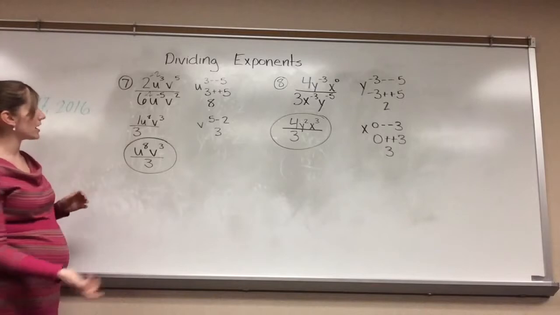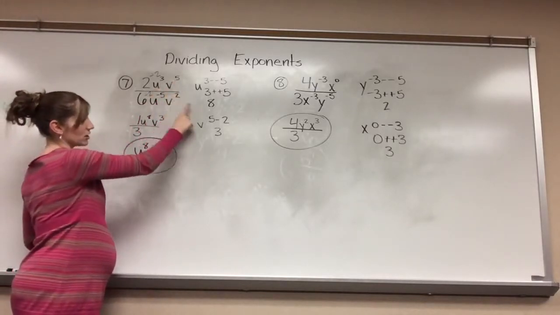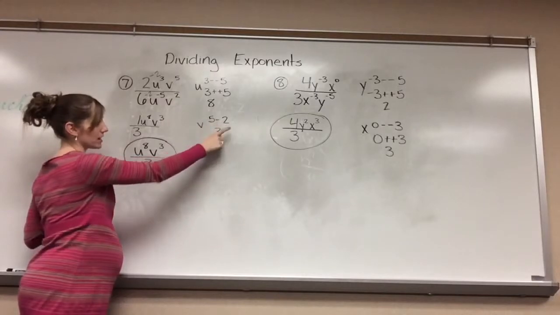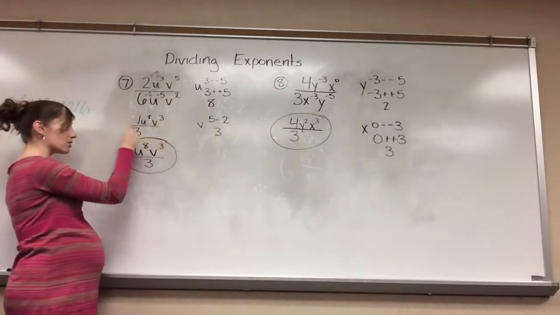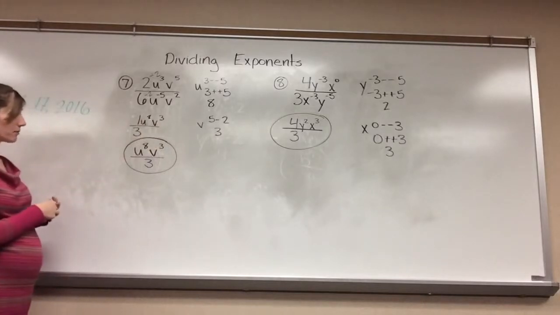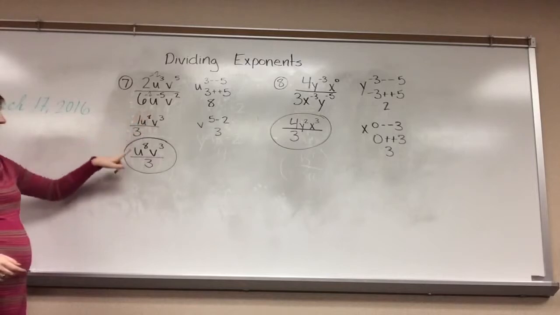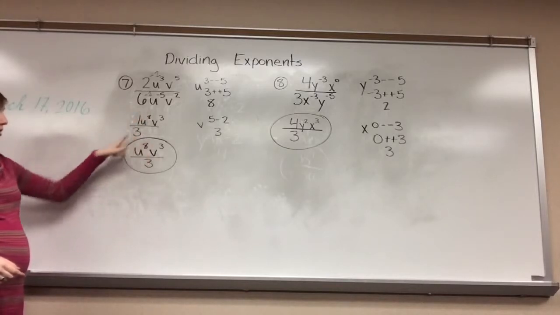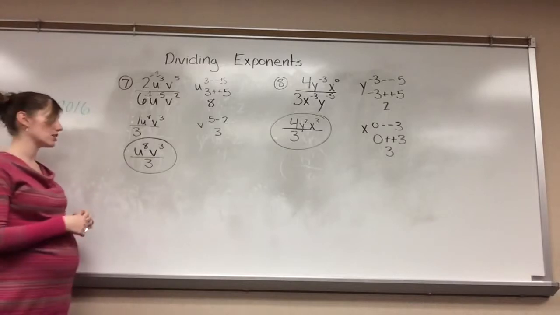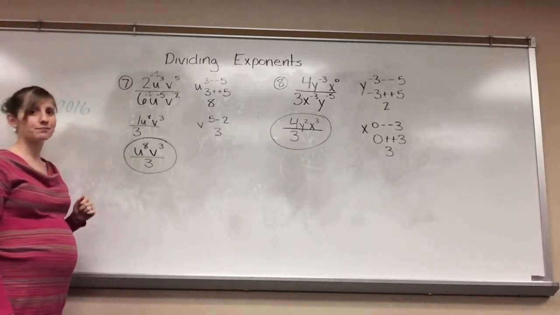From there, I went and looked at the v's. For the v's we did 5 minus 2, top minus the bottom. So 5 minus 2 gave me 3, a positive 3. So that means it also belongs at the top of the fraction. Now I notice that there's a 1 at the top, and 1 times u to the 8th is just u to the 8th, and they will take off the 1. So I wrote my answer as u to the 8th, v to the 3rd, over 3. So that's problem number 7.